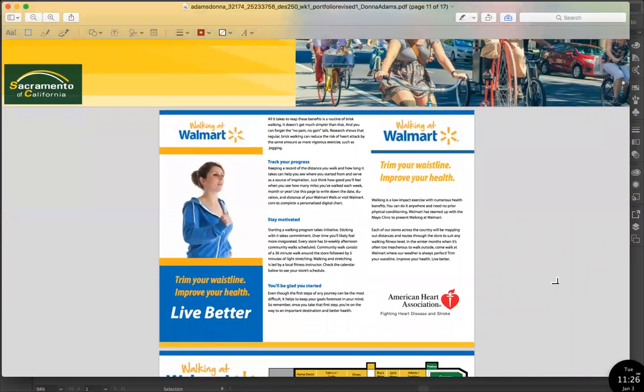All right, with the Walmart brochure, this is a nice clean look to it. We've got an orphan right here after this first paragraph, so we want to work with the words in this to get rid of that.